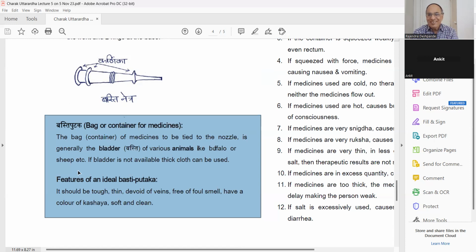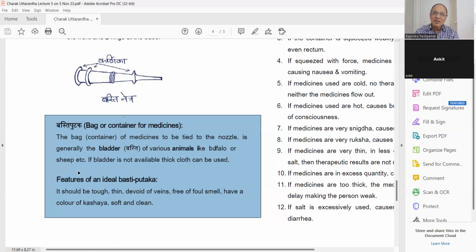Don't translate machine. Instrument for giving the medicated enema, that is Basti, which is the best treatment for Vata dosha. 2 types of Basti, Anuvasana and Asthapana. Anuvasana only oil, Asthapana or Niruha with oil plus decoction plus paste.